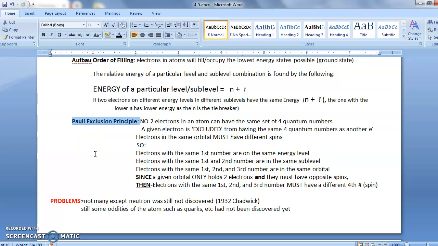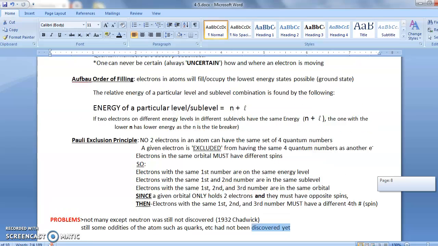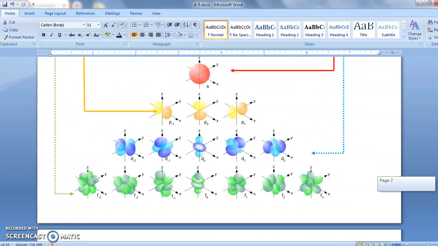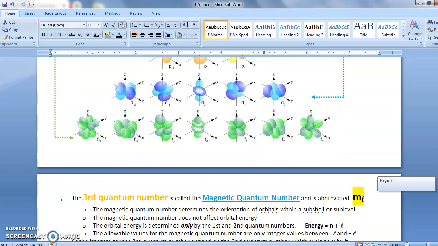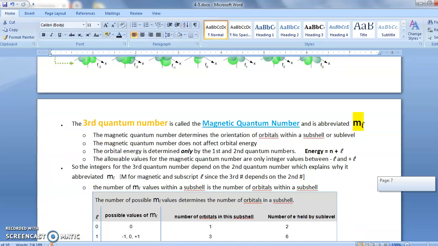What kind of problems did we have with this fifth and supposedly final model? Well, they had not yet quite discovered the neutron. That wasn't a big problem. The neutron was discovered shortly thereafter in 1932 by Chadwick. The fifth model doesn't address weird things about the nucleus, such as the fact that the protons and neutrons and electrons are actually made up of other particles called quarks. They had not yet been discovered. But for the most part, for chemistry, the fifth model is the one we need to understand a lot more about electrons.